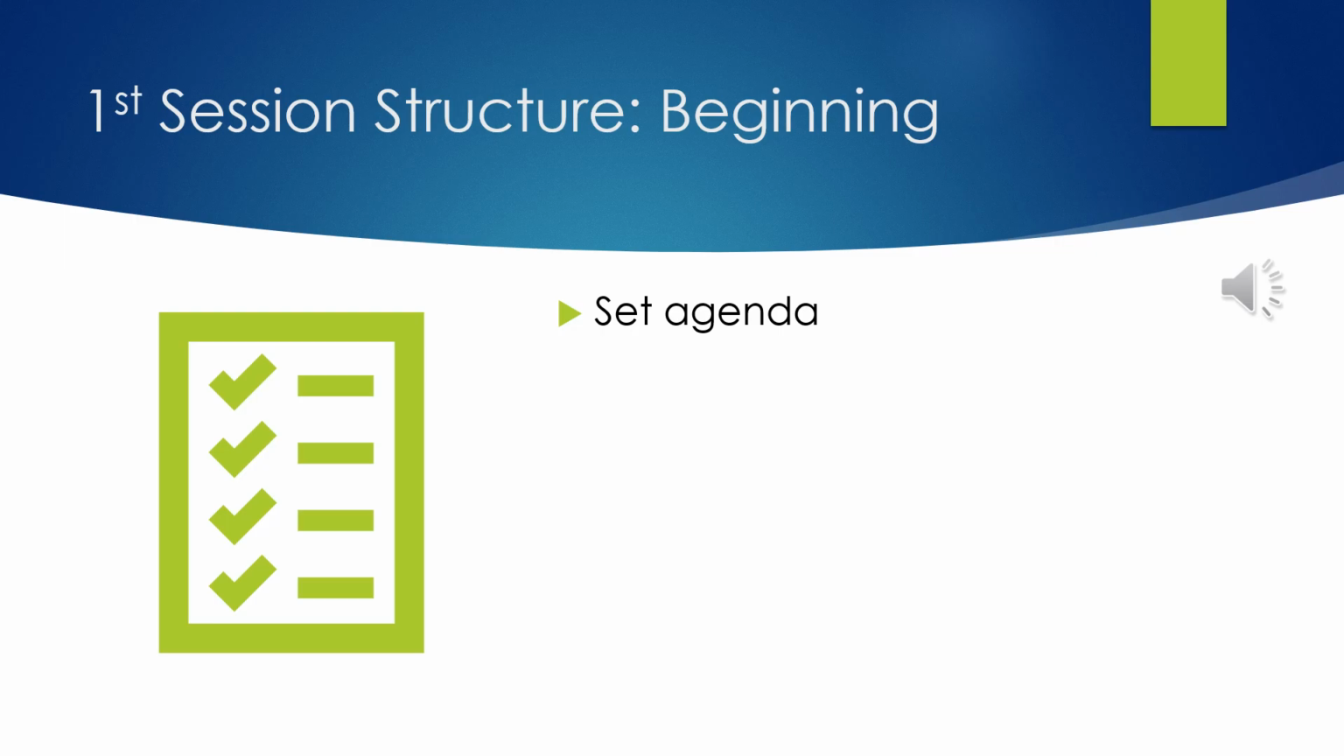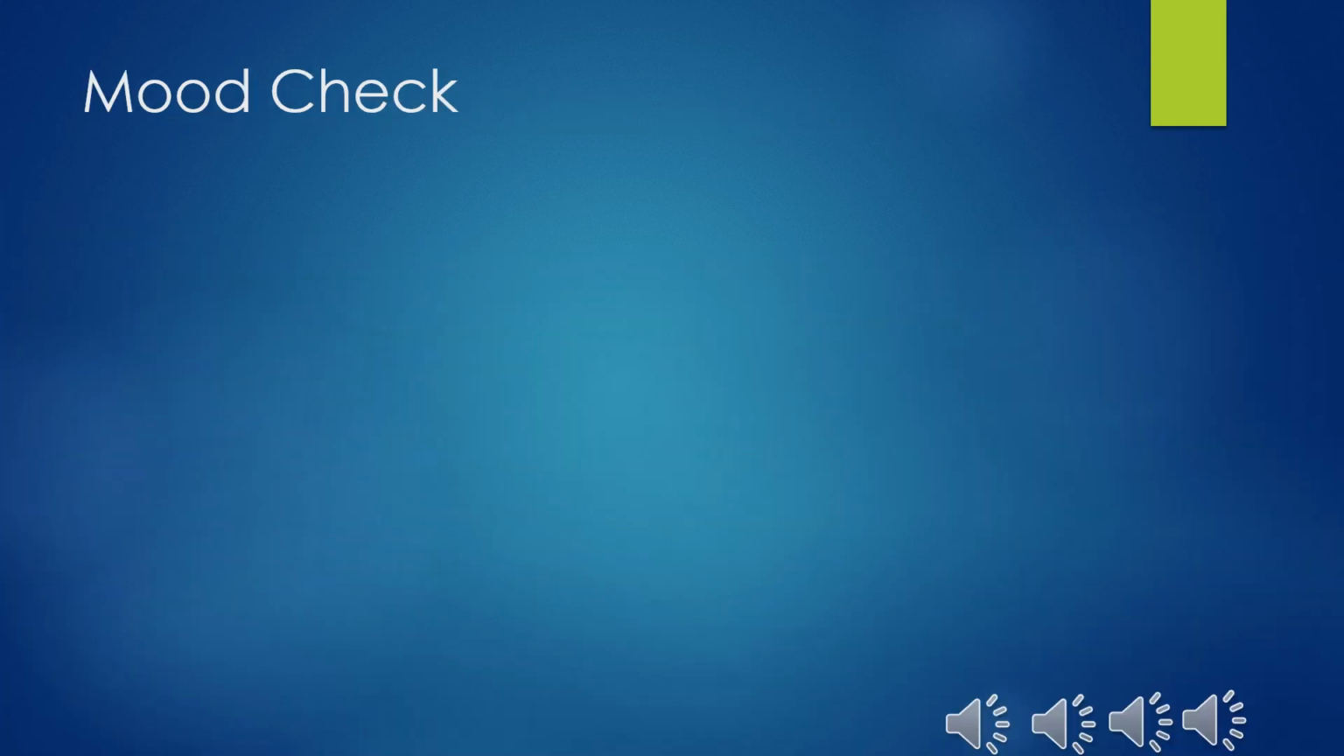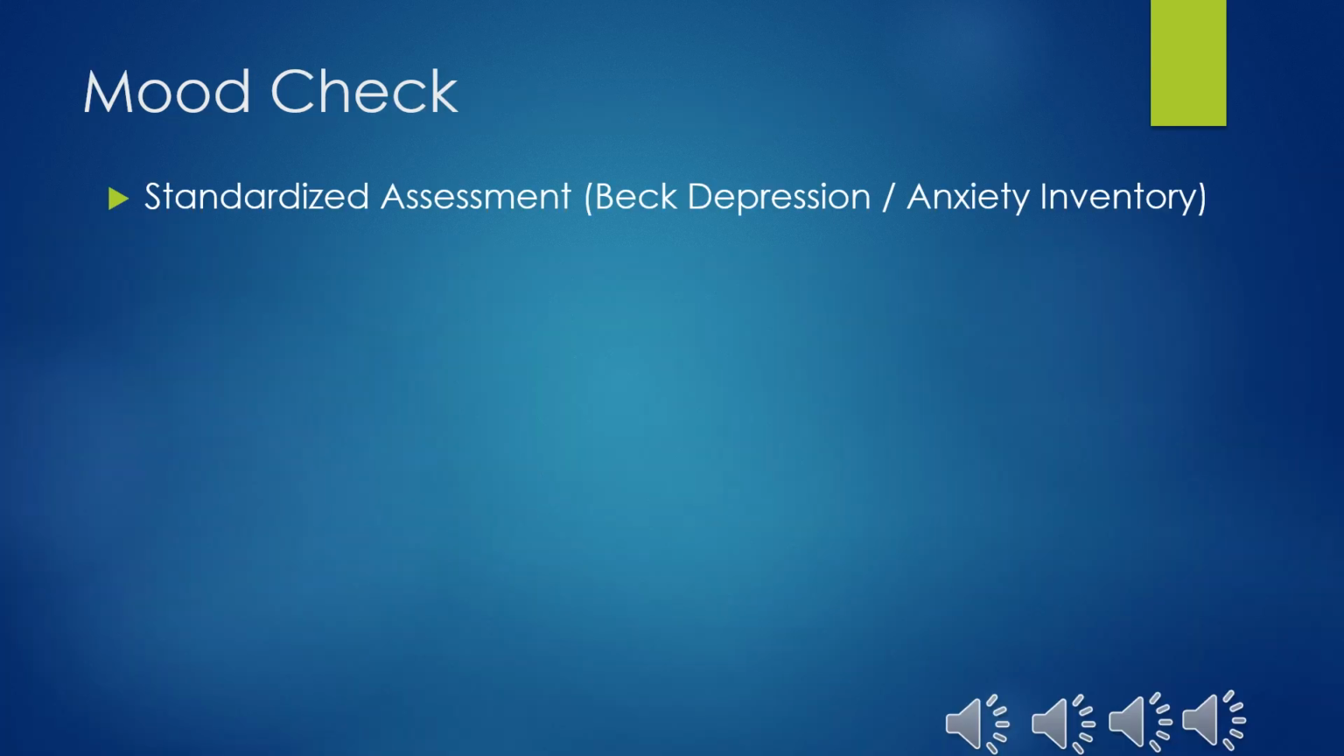And after you set agenda, you're going to do a mood check. And then there are different ways that you could do this depending on your client's developmental stage. One way that you could do a mood check is to use a standardized assessment such as Beck depression or anxiety inventories, which I uploaded to last week's module. But you can choose your own form, or your agency might have standardized forms that they use for a mood check.